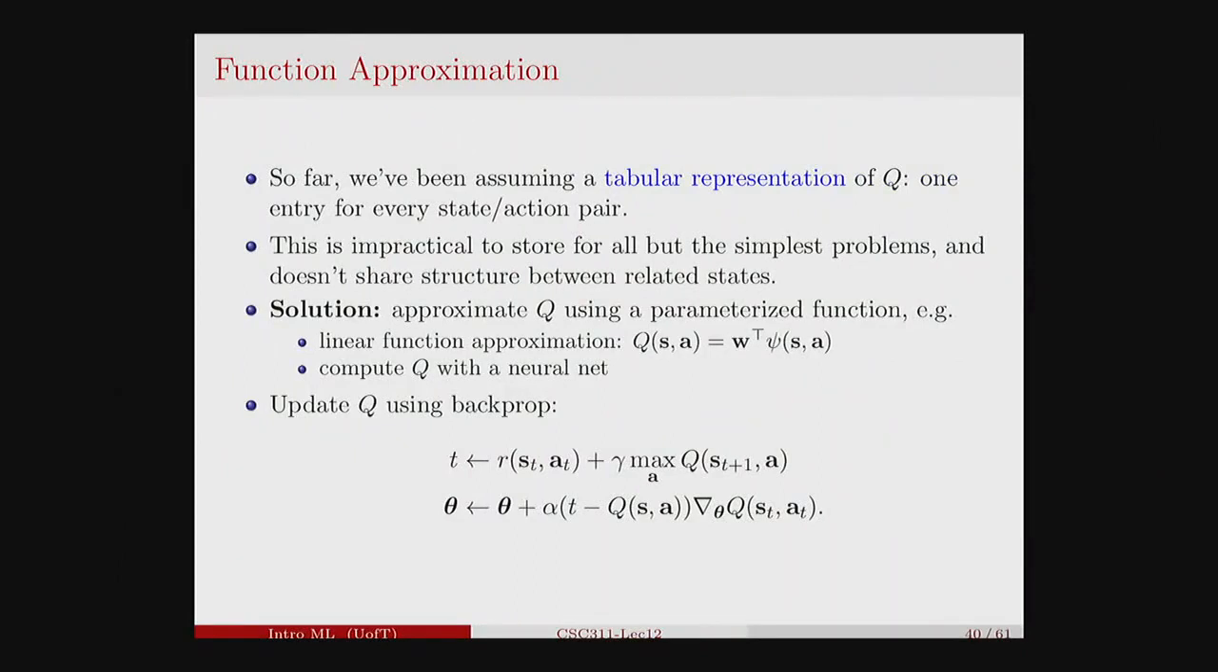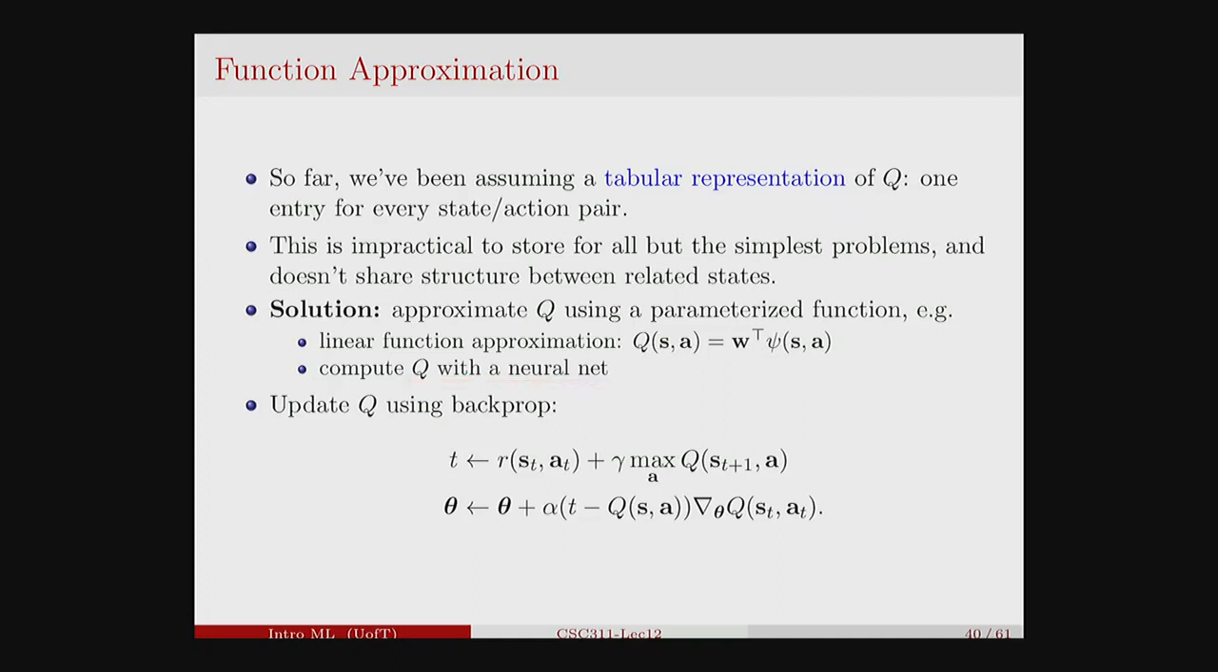So far, we've assumed this tabular representation of Q, where we have one entry for every state action pair. This idea is kind of impractical, except for the simplest set of problems, where you have a discrete set of states and a discrete set of actions. And so what people often end up doing is not working with the direct matrix, but rather working with parameterized functions of states and actions. So you can express Q of S,A as some W transpose of a feature function, or you could take a neural network, for example, input the state and the action that you're currently taking into the neural network, and compute Q with a neural net.